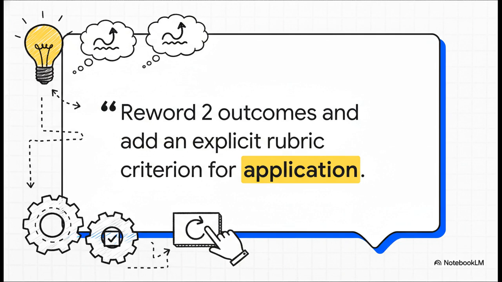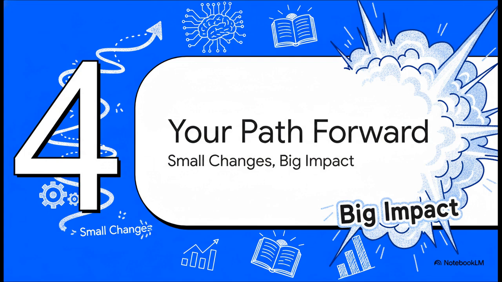Professor Chen just needed to reword 2 of her learning outcomes to swap out understand for the much stronger verb apply. Then, she added 1 explicit line item for application into the project's grading rubric. A tiny change, but it made the expectation crystal clear. So, Professor Chen's story is a great example of this in action. Now let's bring it back to you and your courses.